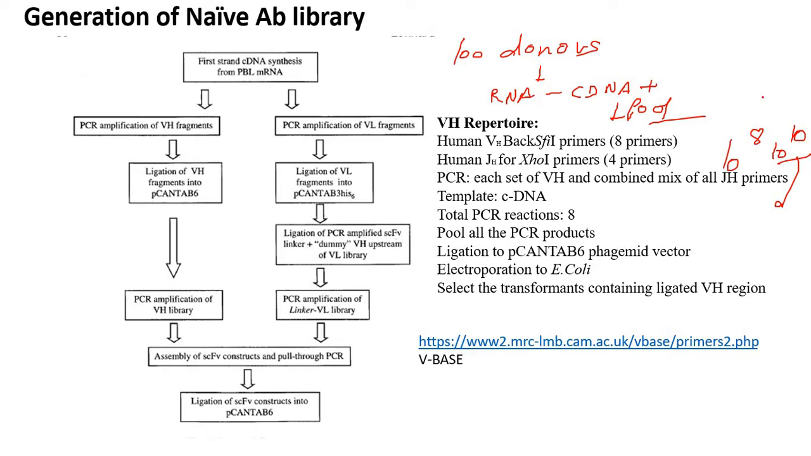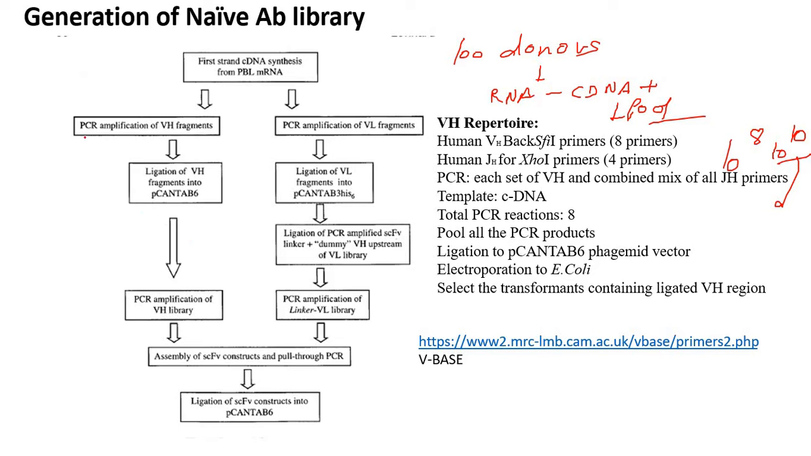Once you make this cDNA pool, you have to amplify the variable region of the heavy chain. How can you do that? There is a website, VBase. You can click on this link, and you will find the primers against the variable region of the heavy chain or the light chain. You will get all the primers. How many sequences are there? You can get it down. Usually there are 8 primers that I have known till now.